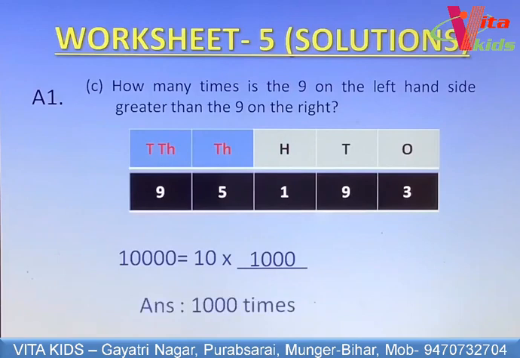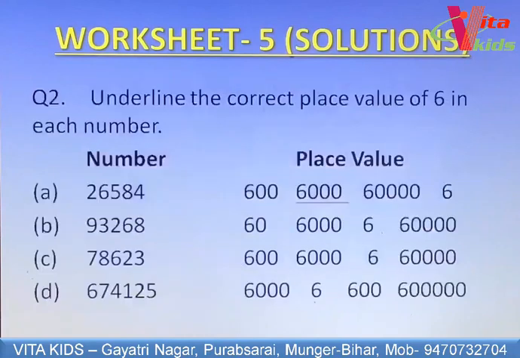Now these two steps that I have written, the place value chart and the multiplication, you don't have to write these two. It is for your understanding. You can directly see the place values and then write the answer 1000 times. Question number 2. Underline the correct place value of 6 in each number. The first one I had done for you. Let's go to the second one directly.